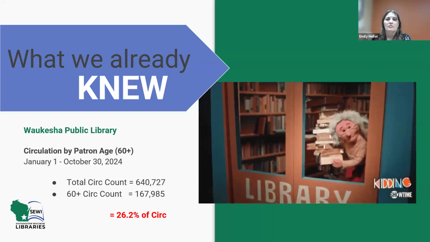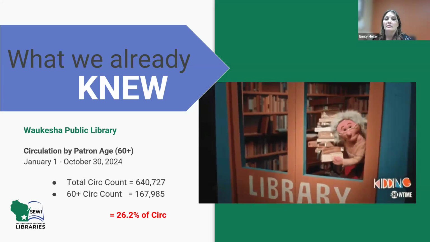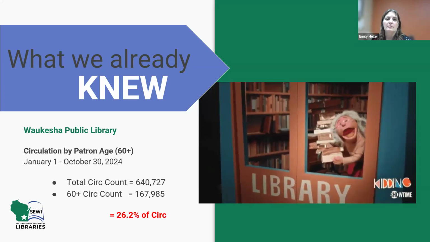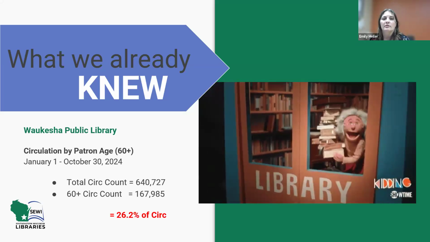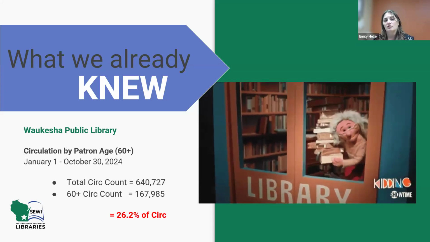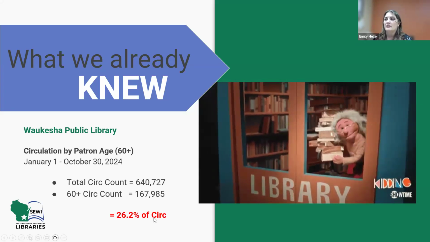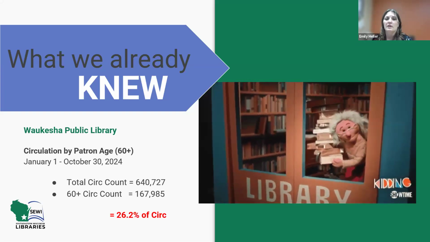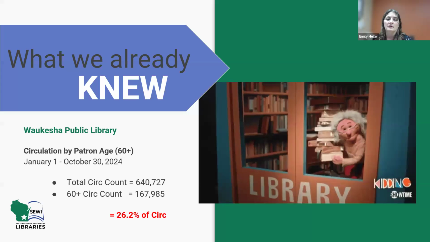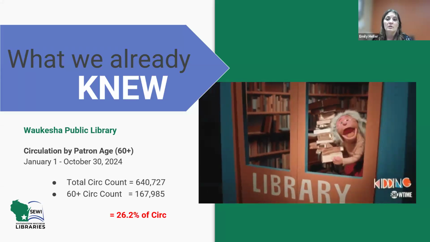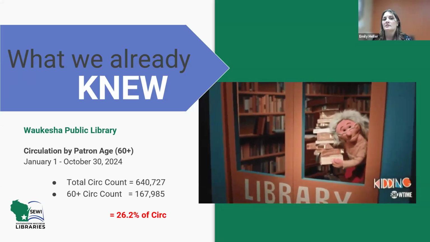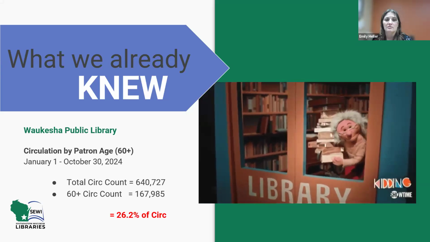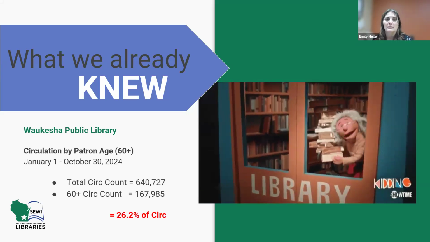Okay, so let's take a look at what we already knew from our internal data. And this is an example that I pulled from Waukesha Public Library. It's their circulation by age group info. And here their data showed that 26.2% of their circ comes from patrons ages 60 and over, which confirms what we thought we knew about our library users, that plenty of patrons age 60 plus are using the library in the traditional way.